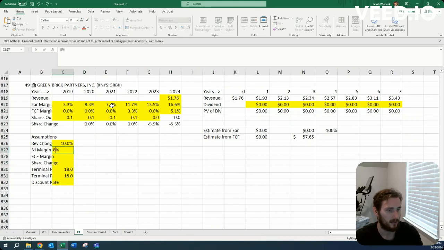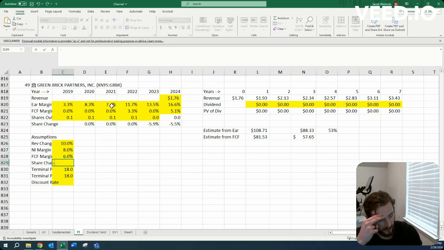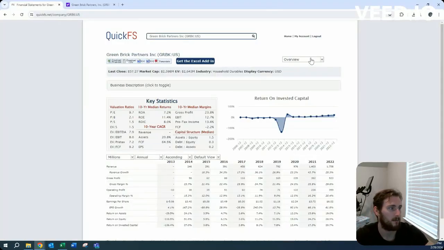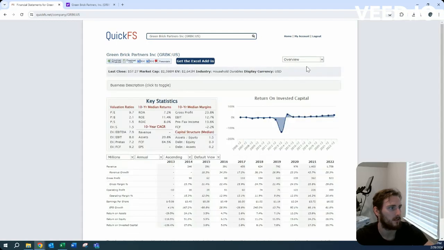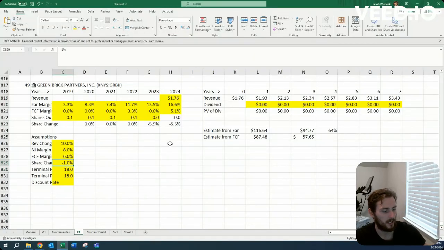Maybe let's do 8 and 5, 8 and 6, share change. I mean, to them, 1% of shares would be 20 million. So maybe they could even, well, what's their stock-based compensation? Yeah, very low. So maybe let's buy 2% of shares, 15% return.